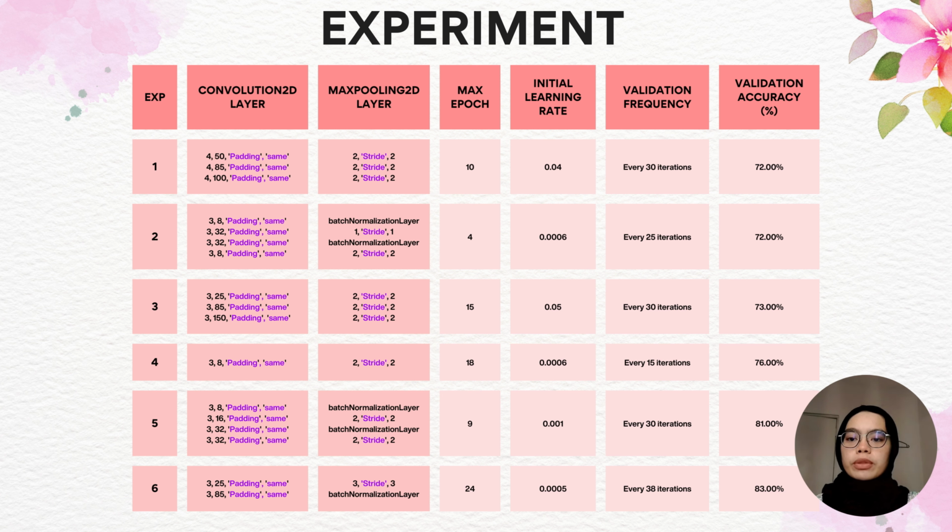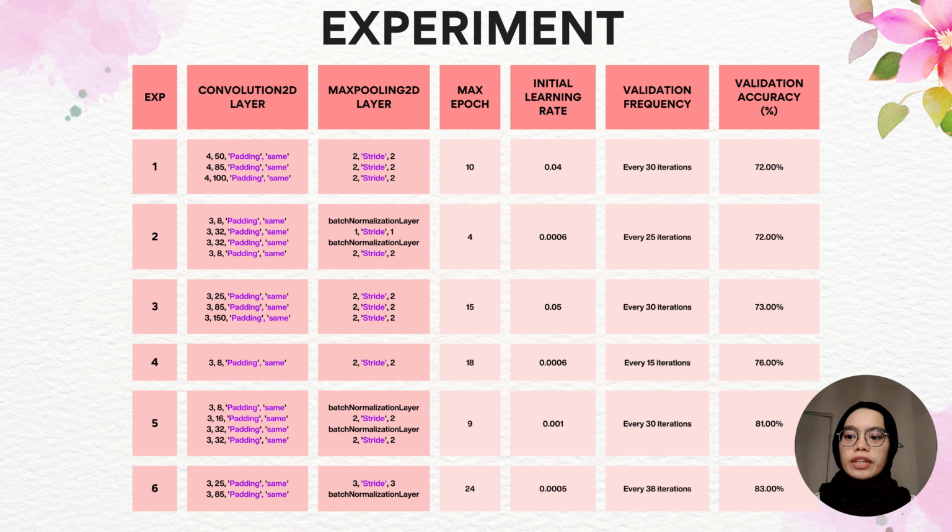And for experiment 4, we use 1 convolutional layer incorporating batch normalization with 2 times 2 max pooling layers and 18 epochs with a learning rate of 0.0006, and validation accuracy is checked every 15 iterations, and it improved the validation accuracy to 76%.